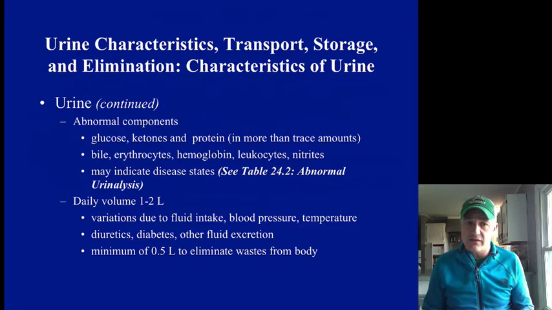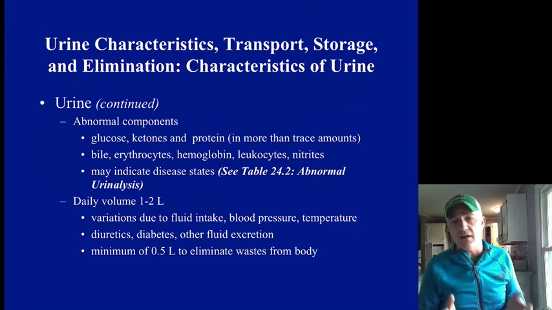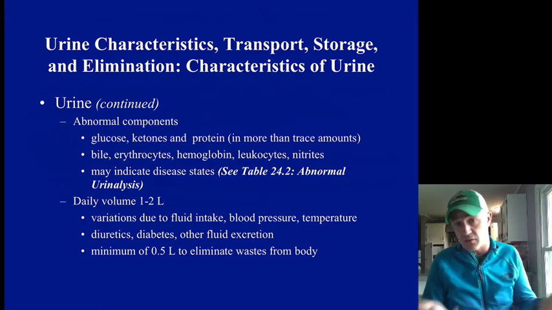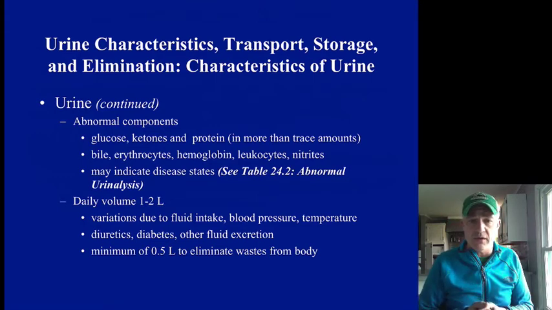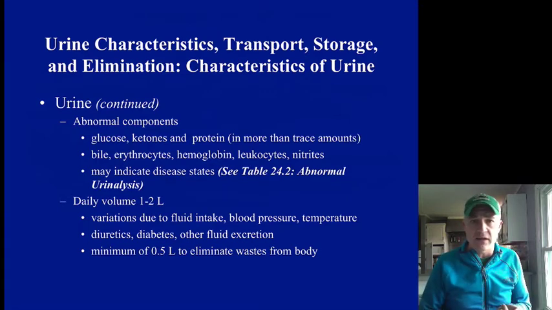Things that shouldn't be in urine though: glucose, ketones, more than trace amounts of protein. We shouldn't see blood cells, we shouldn't see hemoglobin. All that could indicate something is wrong with the kidneys or wrong with kidney function or blood pressure. We normally, like it says there, produce about 1 to 2 liters a day. Again, you're going to be very dependent upon fluid intake and other ways you're losing water.